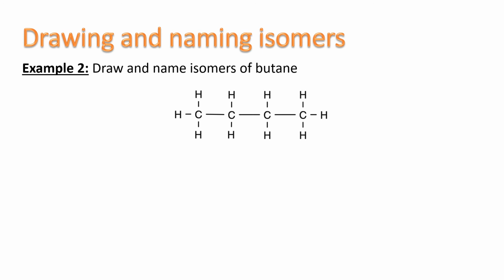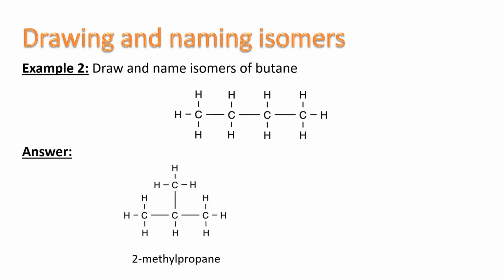So the only way we can get an isomer of butane is by converting it from a straight chain alkane into a branched alkane. Now currently we've got 4 carbon atoms. We still need to have 4 carbon atoms in the final molecule. So let's have a look at what we could draw. So the only isomer of butane is 2-methylpropane. So if we look here, we've still got 4 carbon atoms, we've still got 10 hydrogen atoms, but it's no longer all in one straight chain, we have a branch, okay?